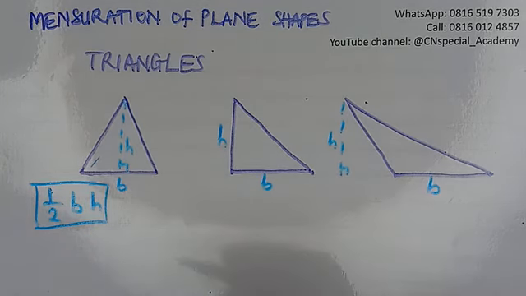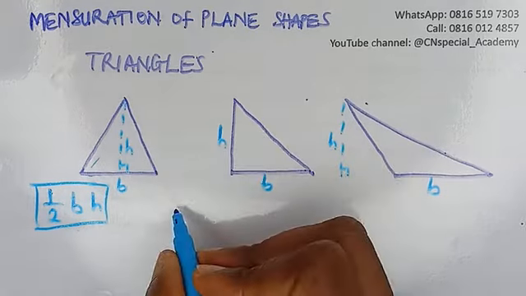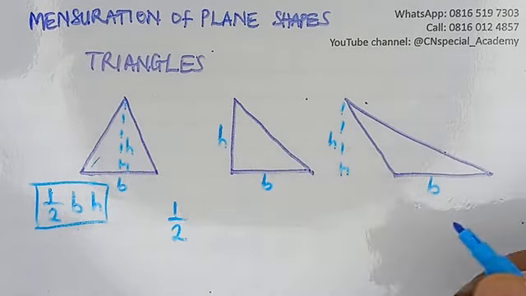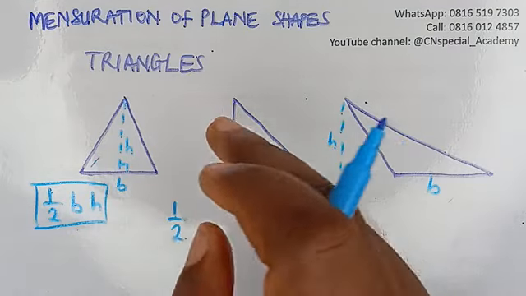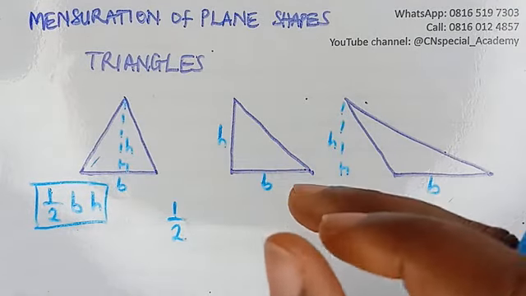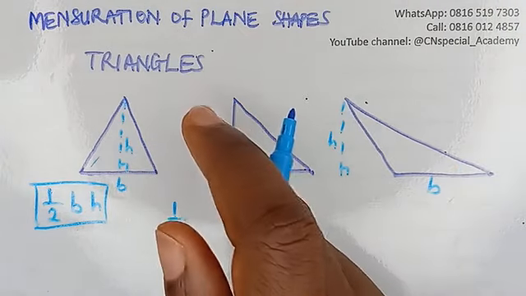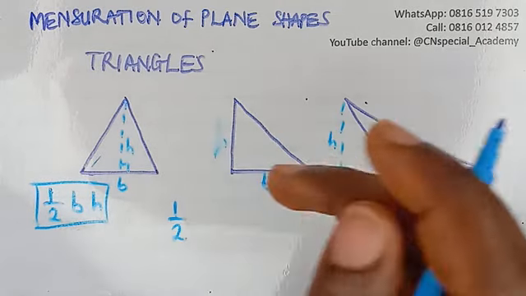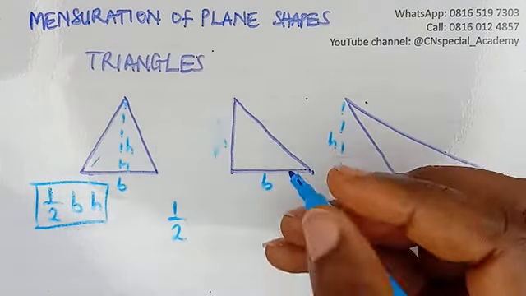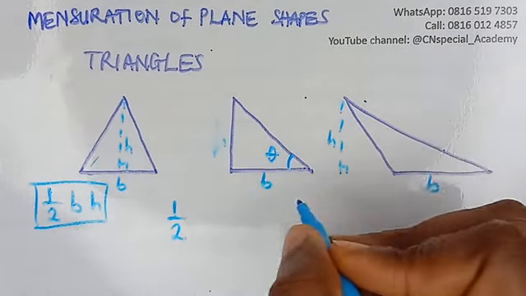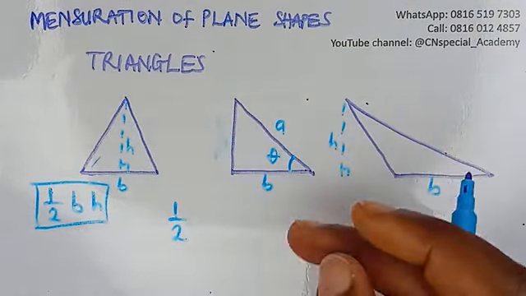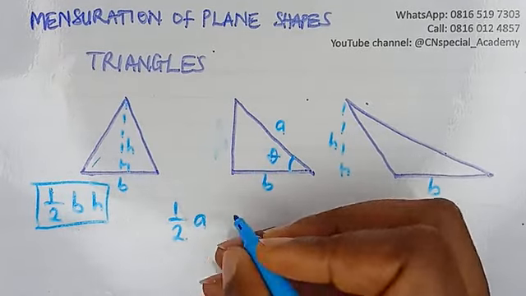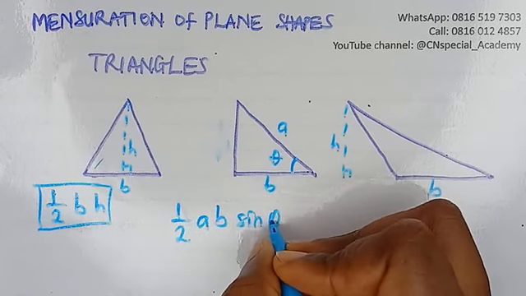Now, what if two sides of that triangle and an included angle are given? Then its area becomes half. So as to avoid confusing ourselves, let's call this place A. Let's say this angle theta was given, and this is A, B, and then of course C. So with an included angle, half A, B, sine theta.